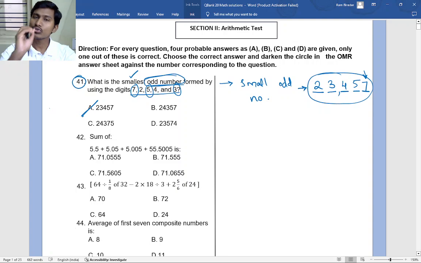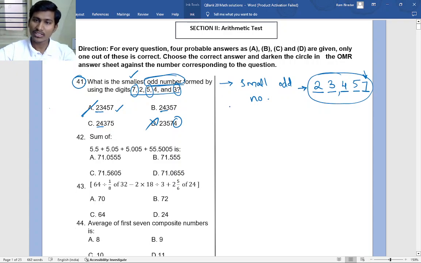But in the exam, you should directly see with the options. In these 4 options, which is the smallest number? This is the smallest number. That is the answer already, because it is option A only. But if option D were the smallest, then A is not possible. Like that you have to do. This is 24,000, this is 24,000, this is 23,000. So 23,000 is smaller. So option A will be the answer. That is how you have to do.